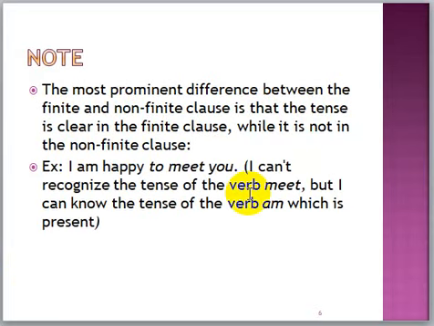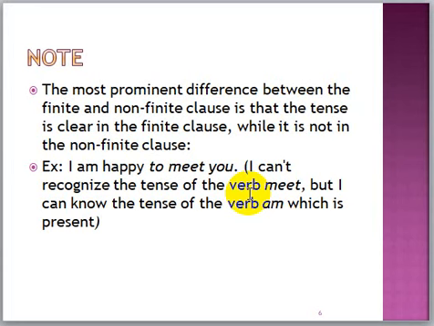Now, the most prominent difference between the finite and non-finite clause is that the tense is clear in the finite clause, while it is not in the non-finite clause, as I said. When we say, for example, I am happy to meet you, here we cannot recognize the tense of the verb meet, but I can know the tense of the verb am, which is present. So from this tense we can come to know that the tense of the non-finite verb is present. Why? Because of the tense of the main clause.